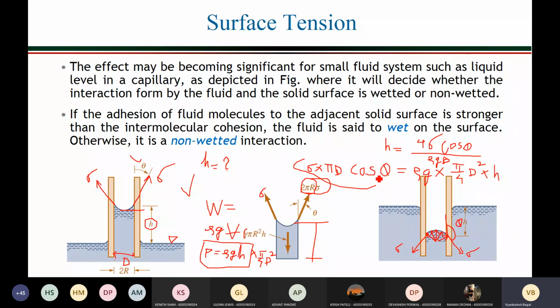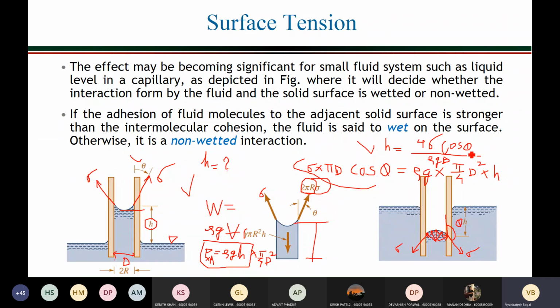So for capillary fall, you will equate this expression with rho g h into pi by 4 d square. So this should be P into A, pressure into area on which it acts. That will give you force. P is only pressure. So when you balance these two forces, again you will end up getting the same expression for the capillary fall, h as 4 sigma cos theta upon rho g d.